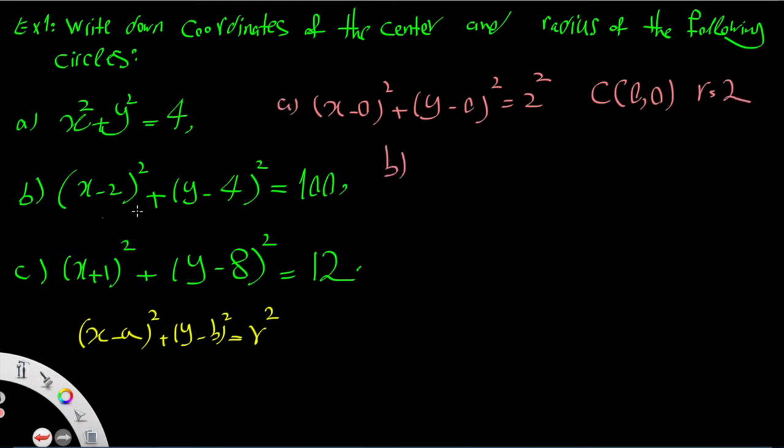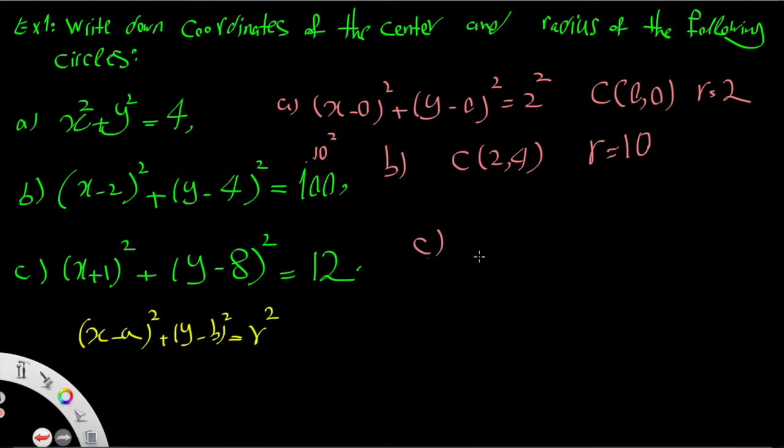Now part B. So 2 and 4 are the coordinates of the center of the circle. So the center will be 2 and 4, actually roots of these expressions. And 100 is 10 squared, so r is equal to 10.